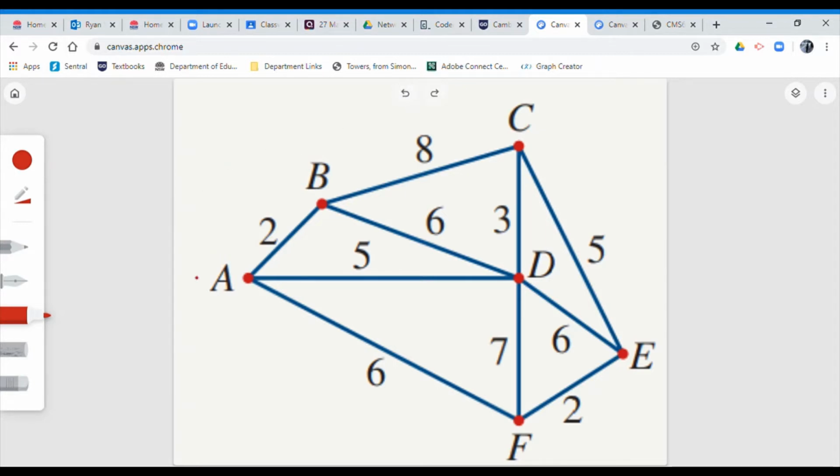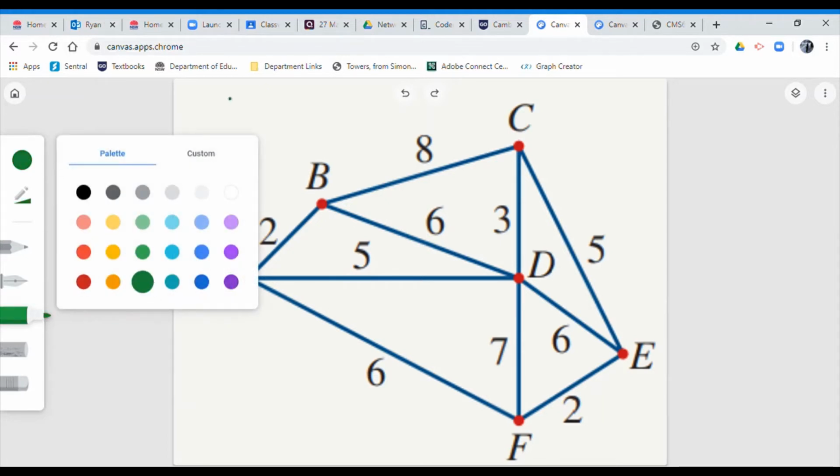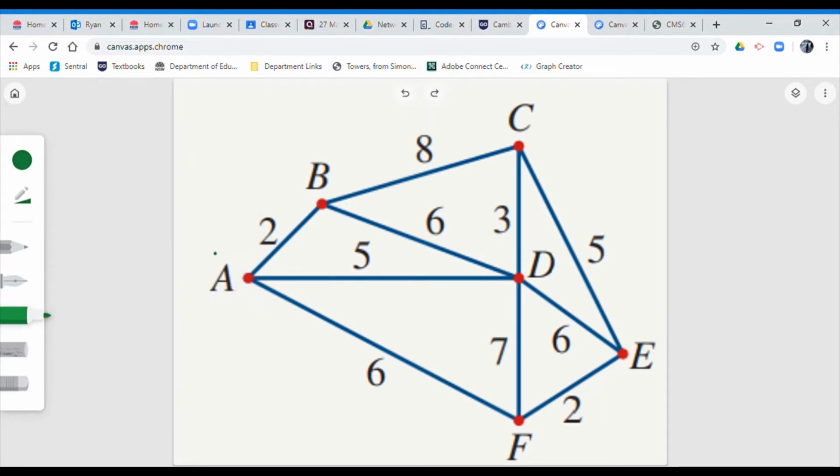So I'm going to start here at vertex A. Once visited, I'll circle them with green, so that way we know that we visited. So that's our starting point. And what you're going to want to do is look at the different possibilities that there are to travel away from A.